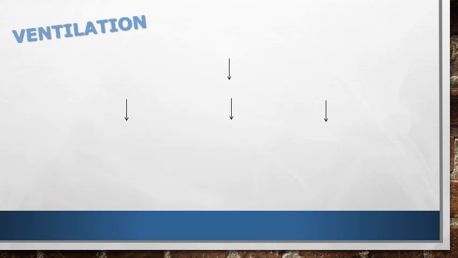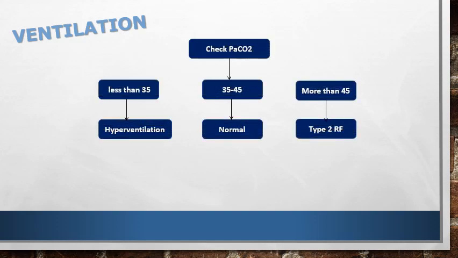The next item is to search for ventilation. You will check the CO2 tension. The normal value is 35 to 45. When it's less than 35, the patient is hyperventilated. In the normal range, it's normal, and more than this is called type 2 respiratory failure or hypoventilation. Hypoventilation equals type 2 respiratory failure.